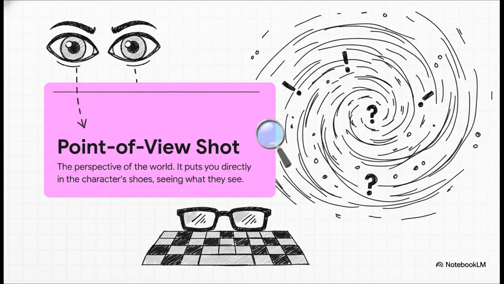And then you've got the point of view shot. This is where the camera basically becomes the character's eyes. You're forced to see the world exactly as they do. You feel their panic, you share their surprise. You're not just a spectator anymore. You're experiencing it with them.